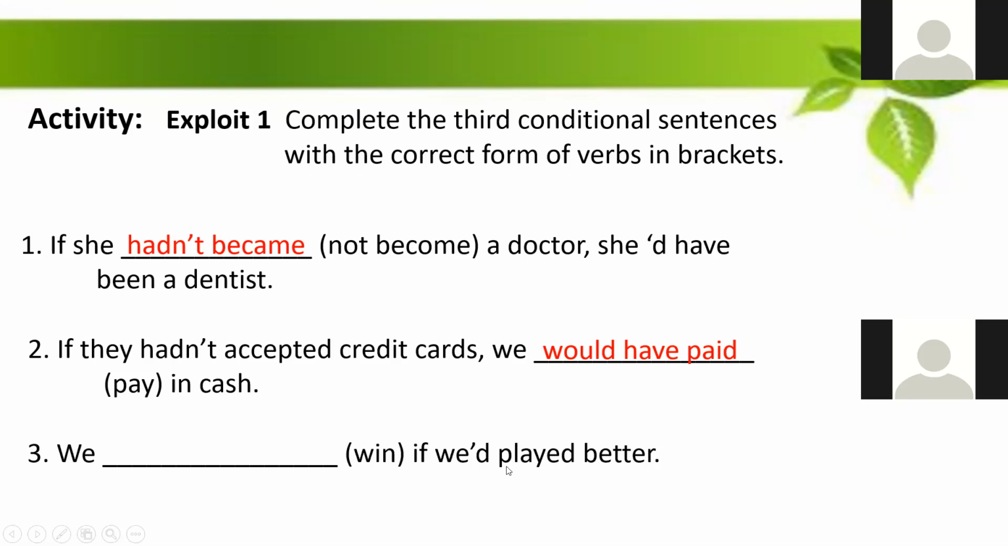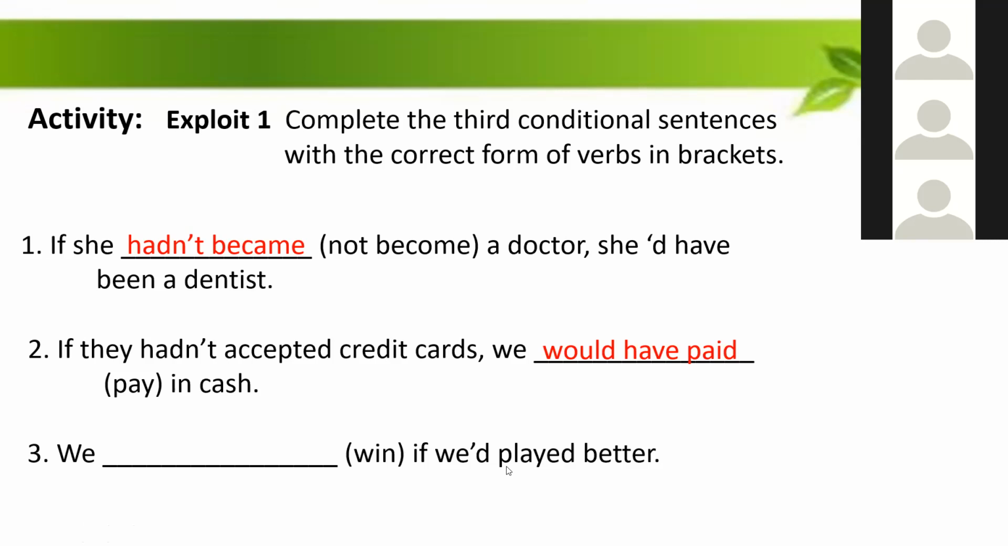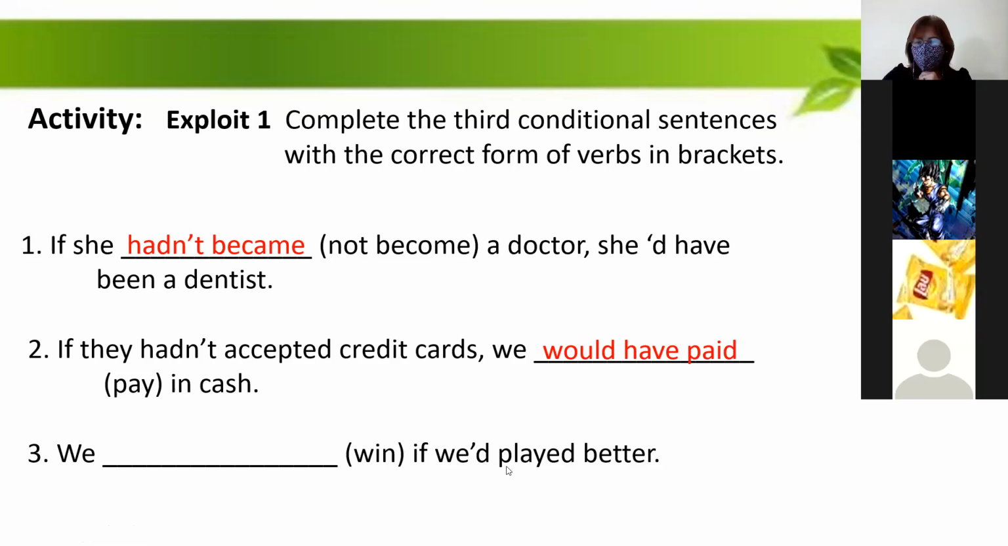Prem. Hello, Prem. Prem, are you there? Yes. For number 3, will you please answer? This is the reverse of the structure. So it would be would have plus the past participle, and then if clause, and we have already here the past perfect tense. So what are you going to answer here?